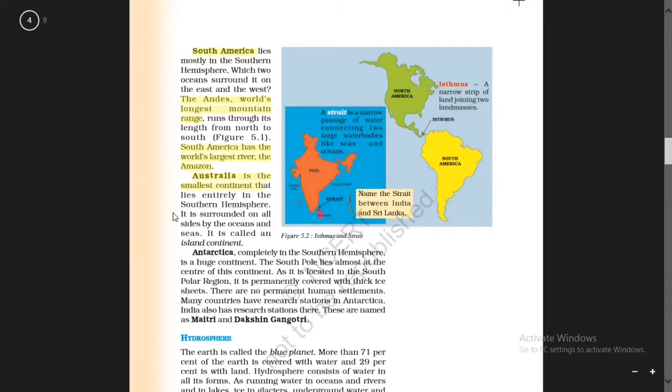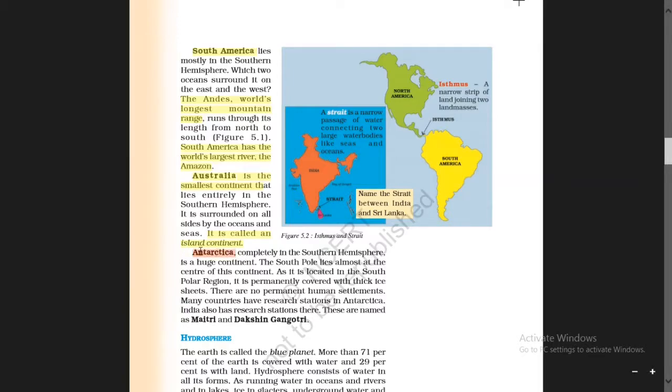So it lies entirely in the southern hemisphere. It is surrounded on all sides by the oceans and seas. And which continent is surrounded by oceans on all sides? If anybody asks, you have to say Australia. It is called an island continent. Come on, mark the last sentence also. Island continent. Since it is surrounded by seas and oceans, that's why Australia is known as island continent.